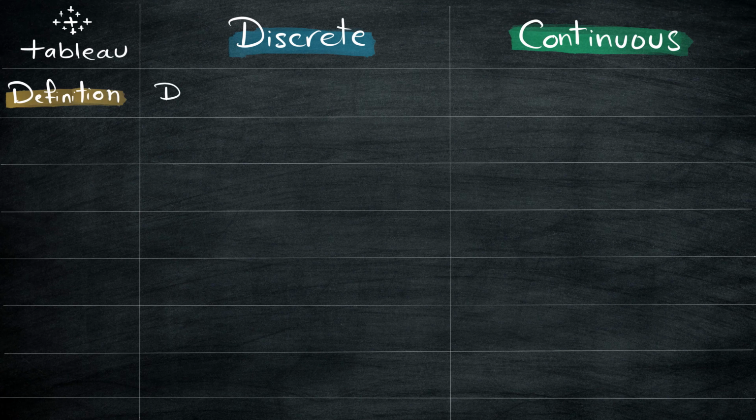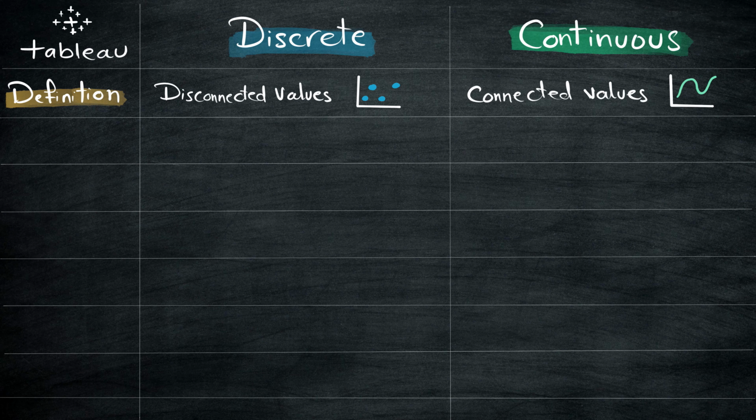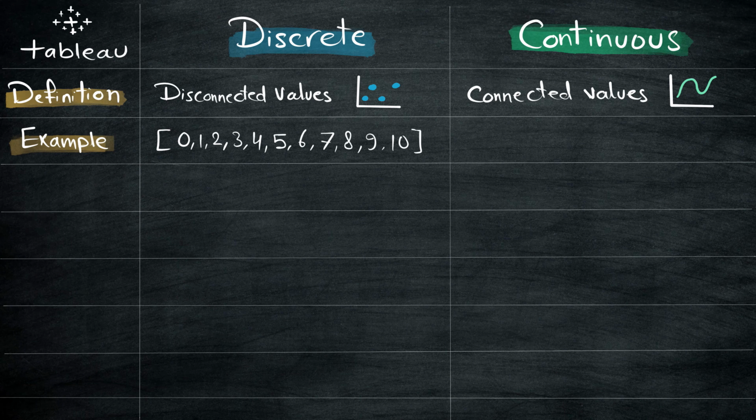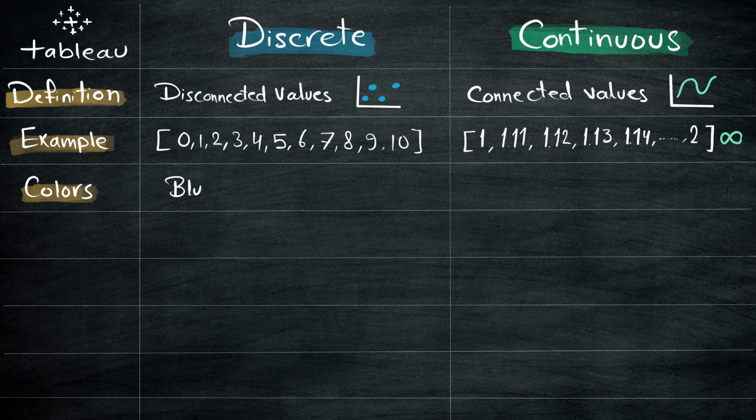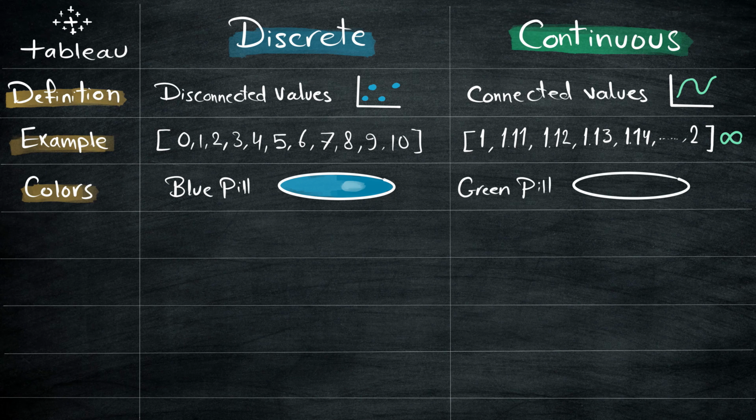Let's start with the definitions. Discrete values are disconnected, separated values, and continuous values are connected, unbroken chain of values. For example, in discrete, between 0 and 10, we have a finite number of values. We have exactly 11 values. And in continuous, between 1 and 2, we have an infinite number of values. Next one is about the colors. Discrete fields are the blue pills, and continuous fields are the green pills.